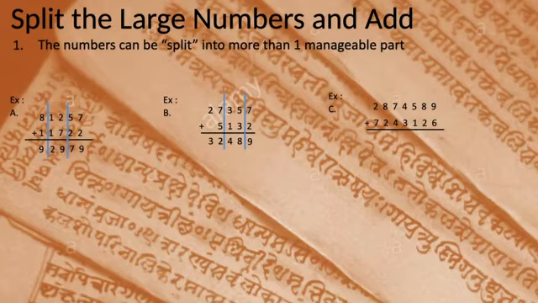Let's look at a really big number now. Here we have 28,74,589, and we have to add it to 72,43,126. Typically, when finance people or accounts people are adding up money, they have such big numbers. So let's split it and add to make it faster. We'll split it into three parts like this. Then we'll start adding from the left.